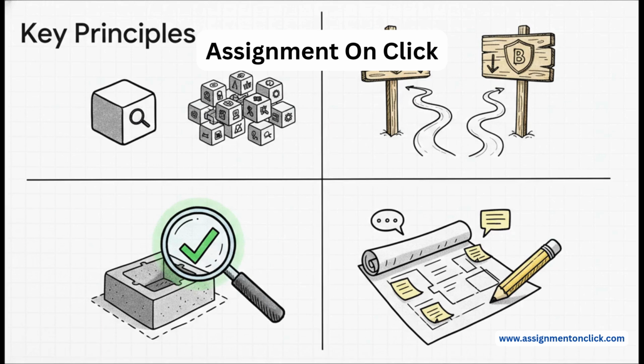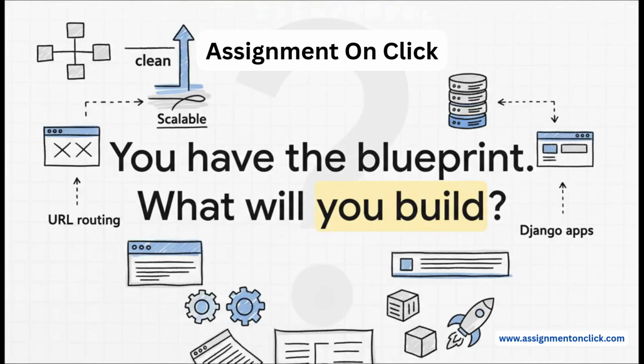It's a lifesaver. And finally, 2 habits you've got to build. Write tests to make sure your stuff is reliable, and document your code. You'll thank yourself 6 months from now, I promise. So there you have it. That's the architect's guide to building modular, clean, and scalable web apps with Django. You have the blueprint. So the only question left is, what are you going to build?